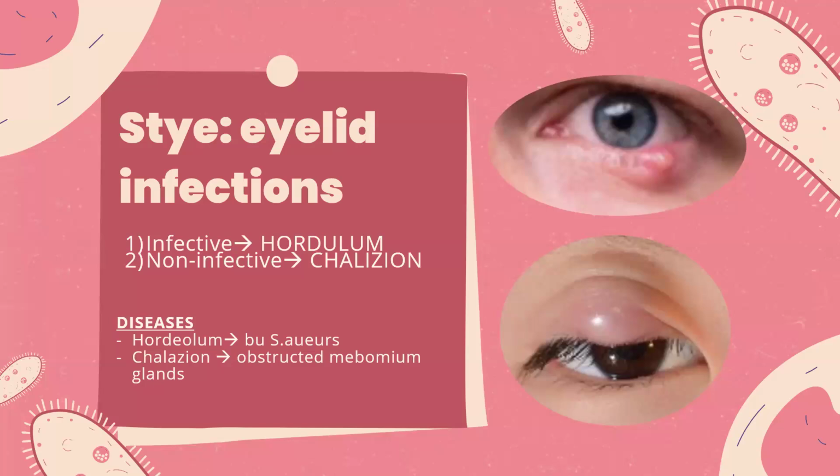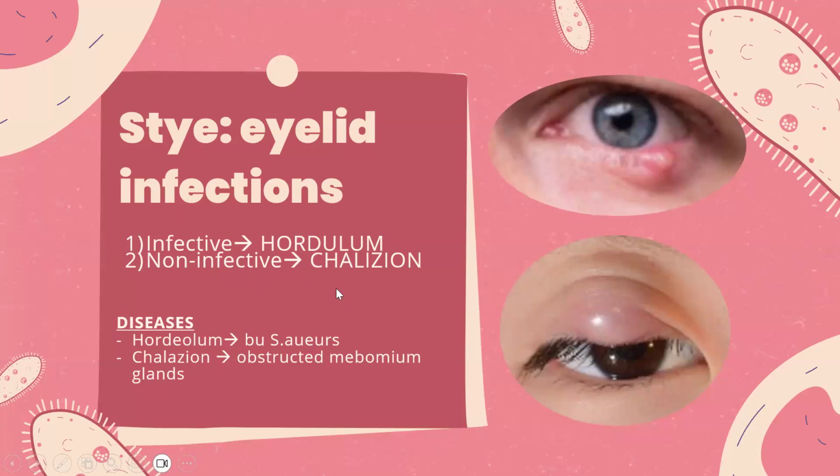Now for the stye, an eyelid infection, it could be because of an infective cause like S. aureus, which causes hordeolum, an infective form of eyelid infection or stye. And the non-infective cause of stye is called chalazion, or a cyst, I think.